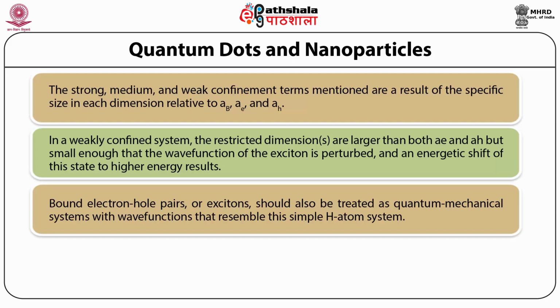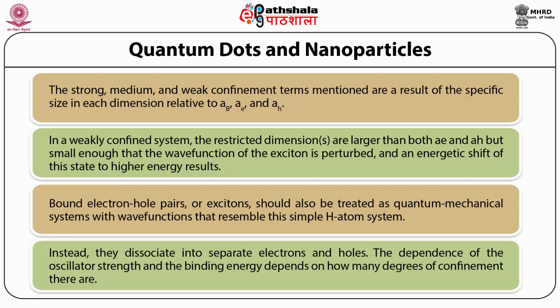The photo-generated electron-hole interactions are weak in bulk semiconductors and the binding energies are sufficiently small that the electron-hole pairs are not bound at room temperature. Instead, they dissociate into separate electrons and holes. The oscillator strength and the binding energy depend on how many degrees of confinement there are.